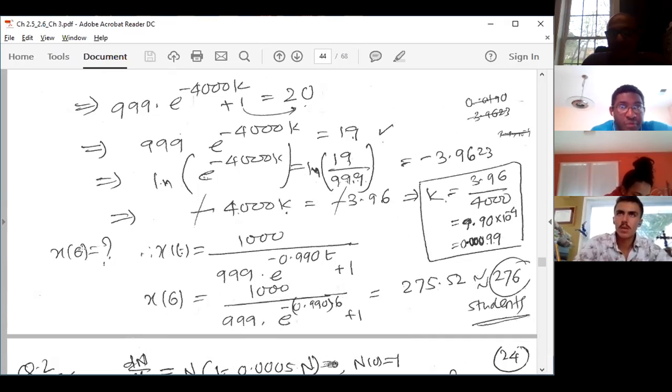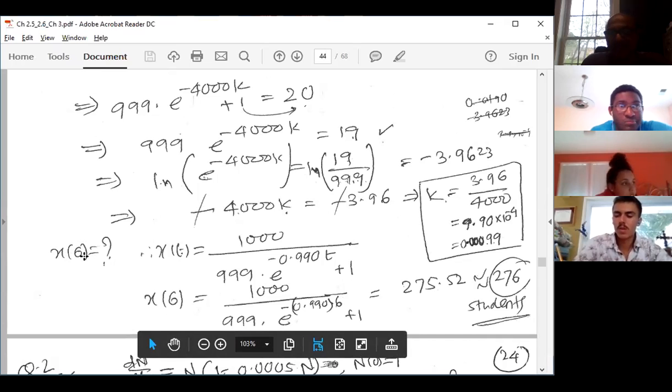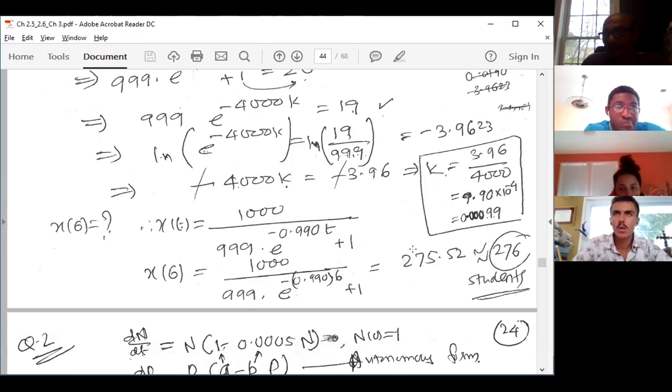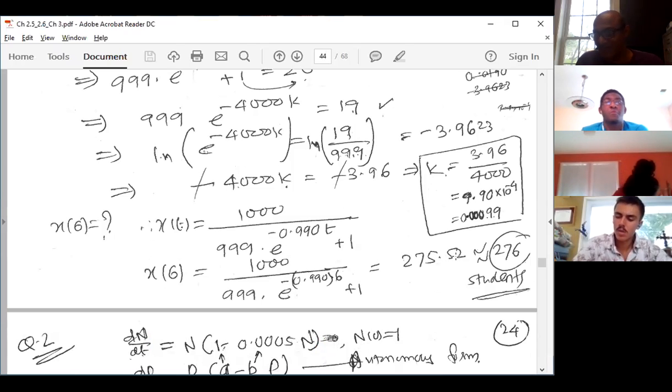So what will happen after 6 days? After 6 days, when t equals 6, just replace your t by 6 throughout. You're going to get 275.52. Don't leave this as the answer, guys. Please, you have to round this number, because you cannot cut a person, right? So there is no 275.5 students. It has to be either 275 or 276. Am I right? So please round this number.